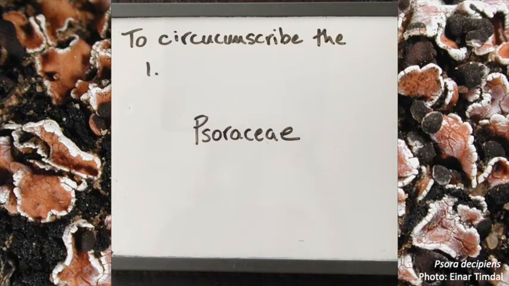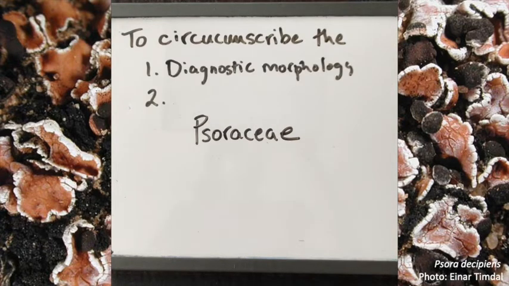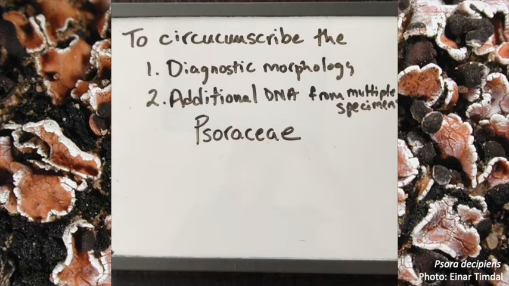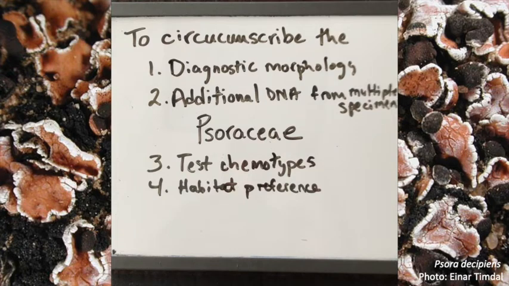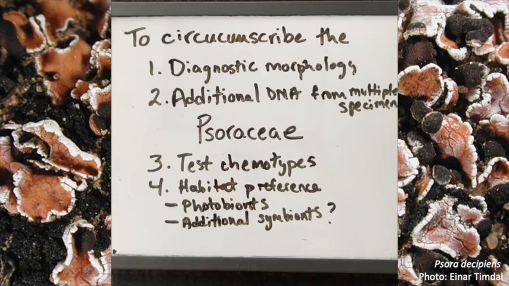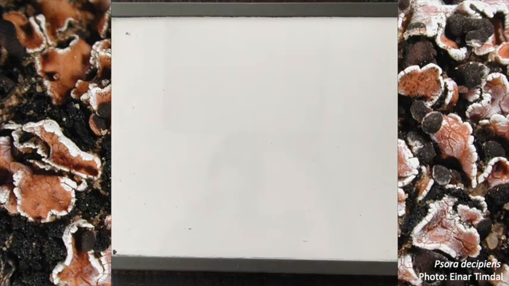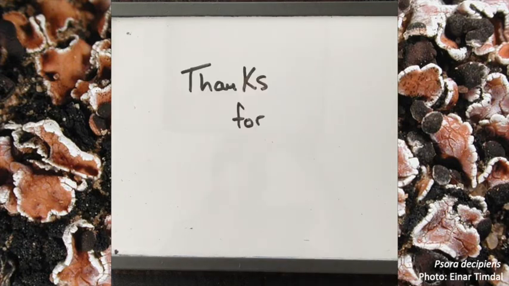To circumscribe the family, I'm going to test the diagnostic morphology of the genera. I'm also going to sequence additional DNA from multiple specimens in each genus. I plan to test chemotypes for the genera, as well as investigate the habitat preference, in addition to the photobiont preference and potentially additional symbionts that may associate with the lichens.